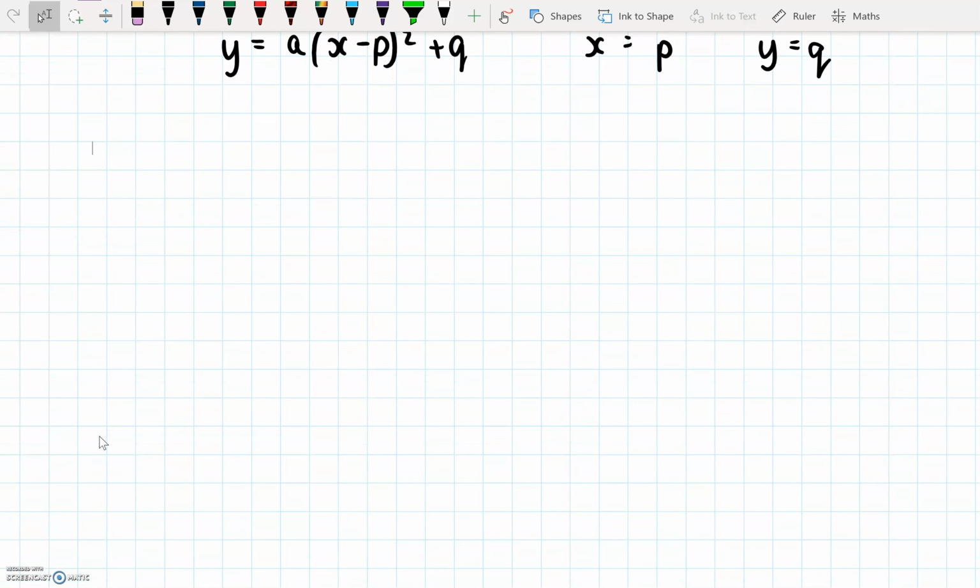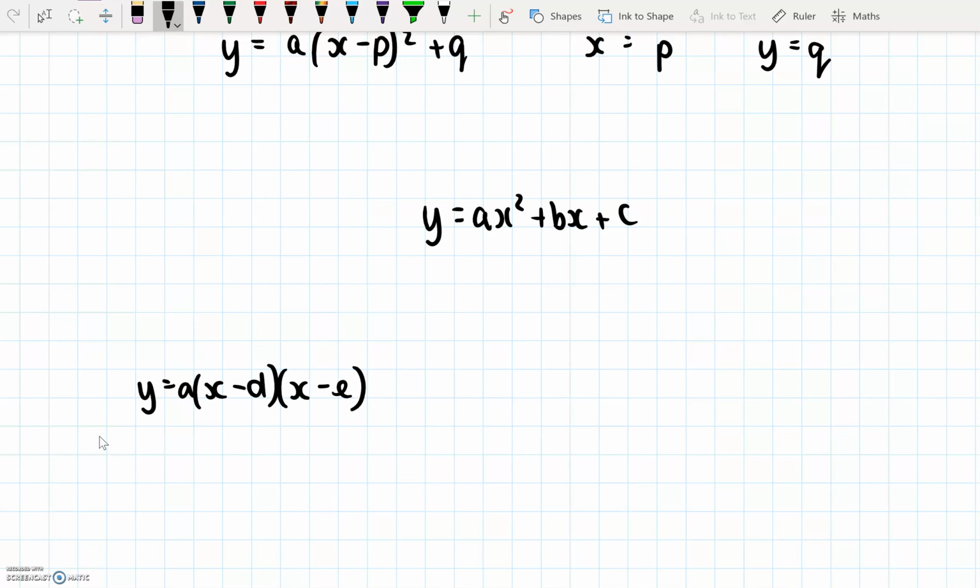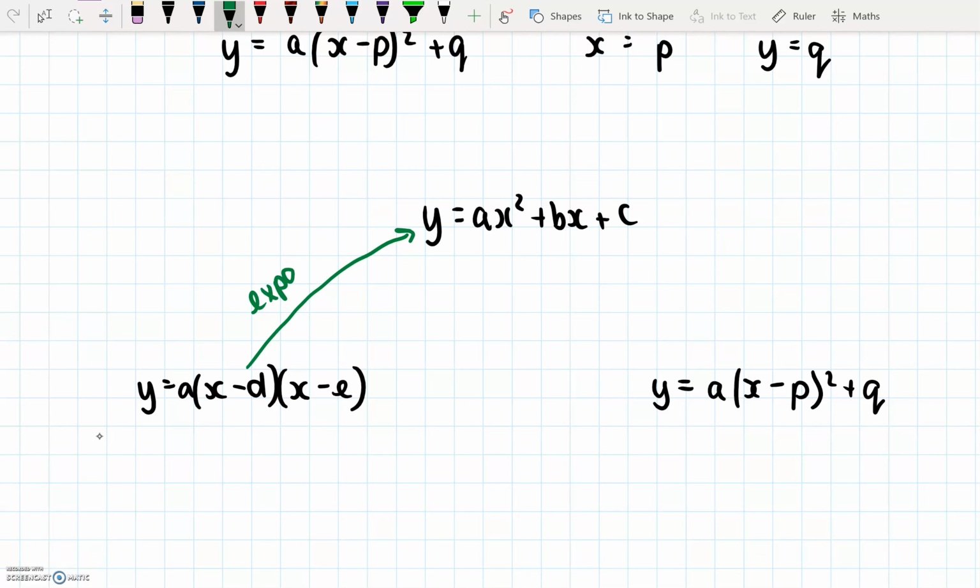So if I have y = ax^2 + bx + c as one type, y = a(x - d)(x - e) as the other type, and y = a(x - p)^2 + q. If you wanted to change from this form to this one, we just expand the brackets. And the same for here to here. This is just expand brackets.